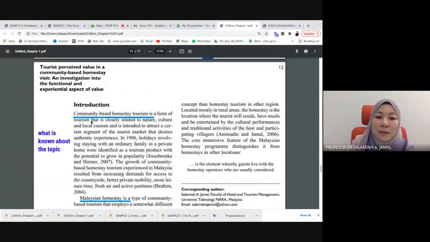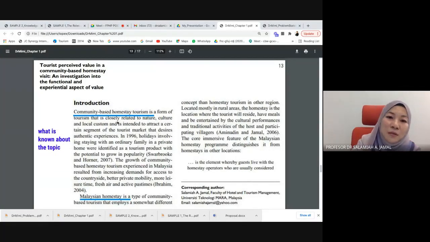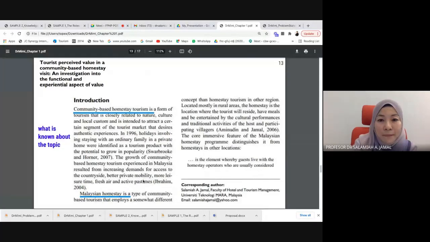Like I said earlier, we go from general to specific. So for example, this study is on perceived value of homestay tourism in Malaysia. So we can introduce the topic, what we know about the topic. We can speak about the community-based, the umbrella of it, the general part of it, and then we move to the Malaysian homestay tourism type. So that's from general to specific, okay?